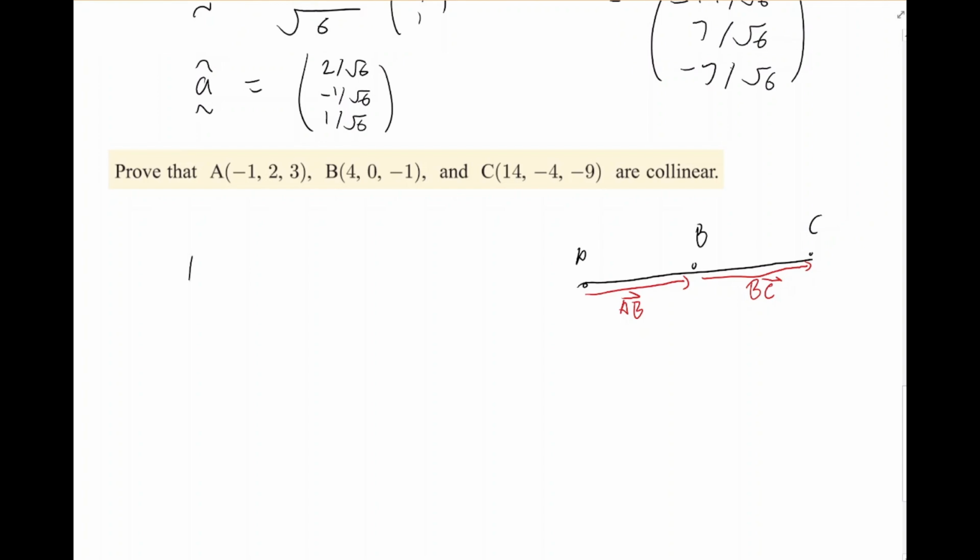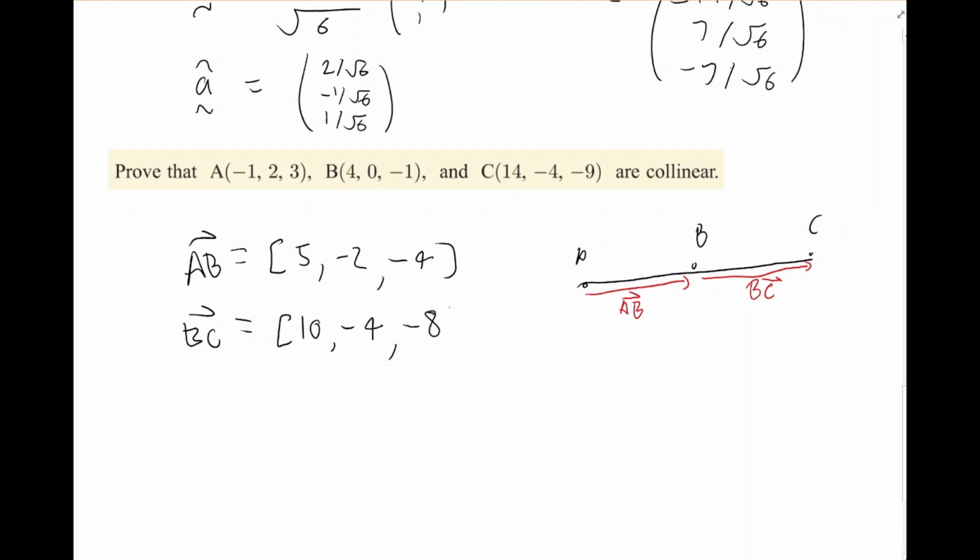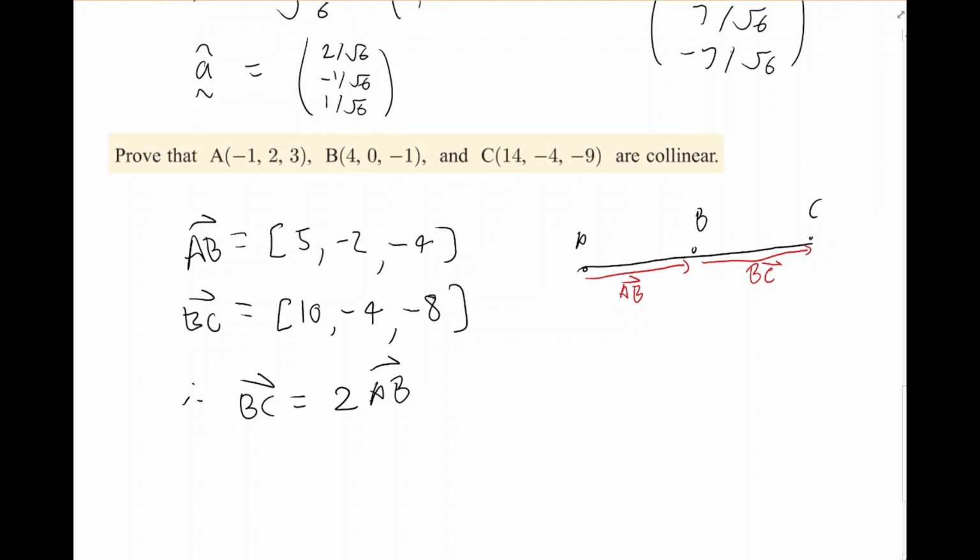So the vector AB is going to be, how do I get from -1 to 4? Well, I go up by 5. 2 to 0 is -2, and 3 to -1 is -4. And then BC is going to be, well, 4 up to 14 is 10. 0 down to -4 is -4. -1 down to -9 is -8. And therefore, BC, I think we can agree, is 2 times AB. You can see everything you double as you go from AB to BC.